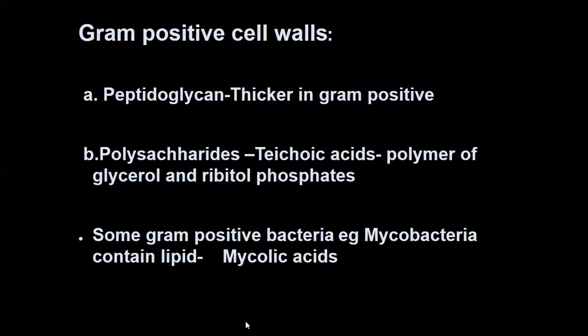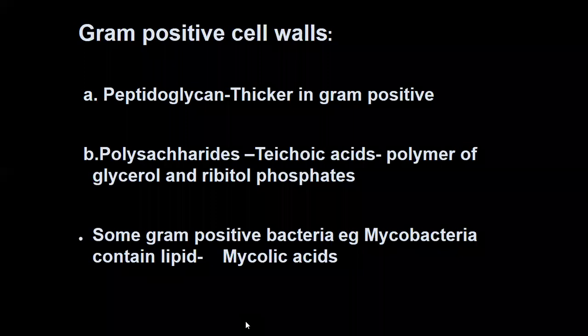In the gram-positive cell wall, like I said, they have the thicker peptidoglycan. They also possess polysaccharides, which is teichoic acid, which is polymers of glycerol and ribitol phosphate. Some gram-positive bacteria, such as Mycobacterium, contain lipid and mycolic acid, while gram-negative bacteria possess lipopolysaccharides, periplasmic space, and also the outer membrane.